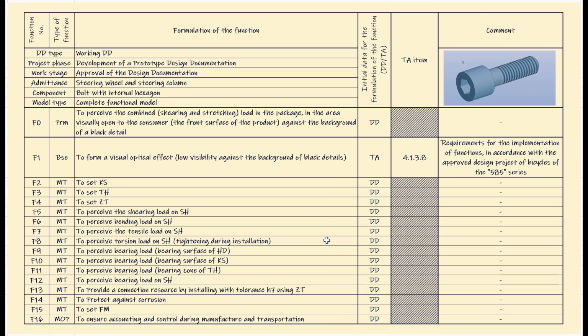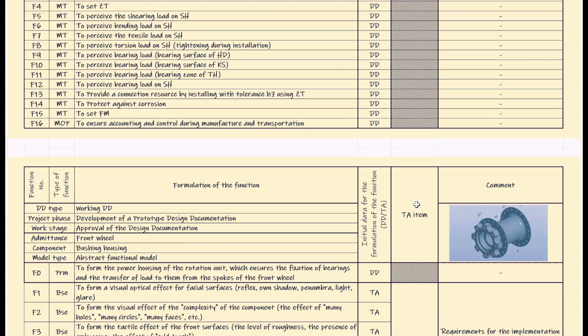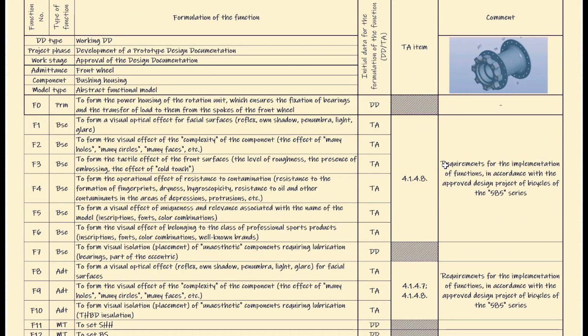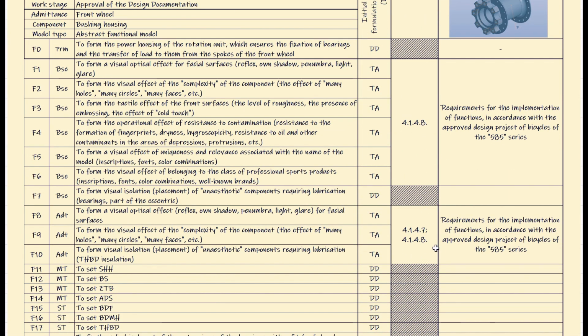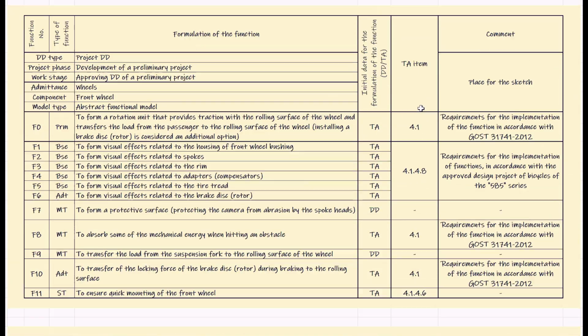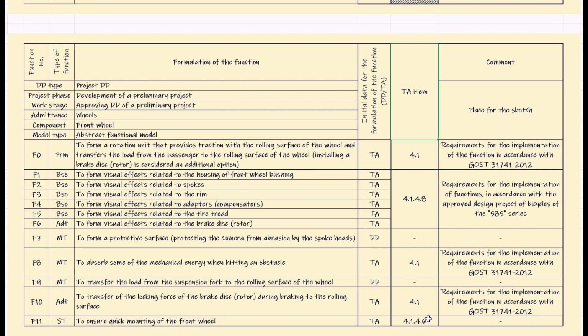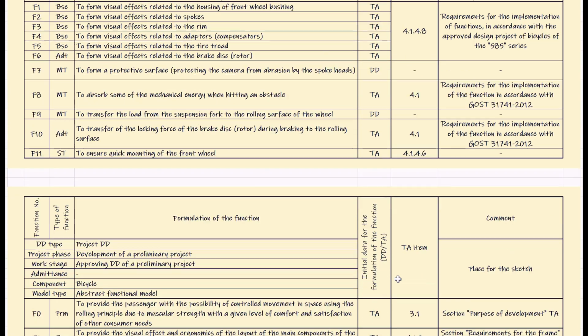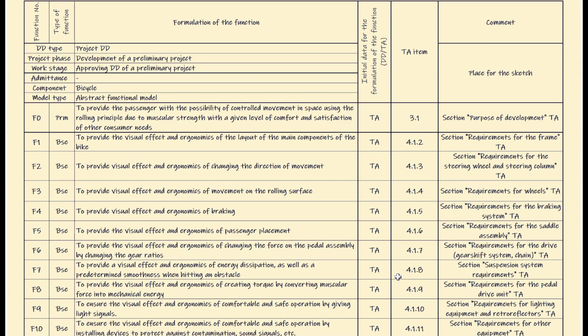The fields of the column technical assignment item are filled in accordance with the information in the column initial data for the formulation of function, design documentation, or technical assignment, i.e. either the item of the technical assignment in which the function is mentioned is put down, or a dash is put down. The comment column, as a rule, contains the name of the item of technical assignment and other necessary information according to the analyst.